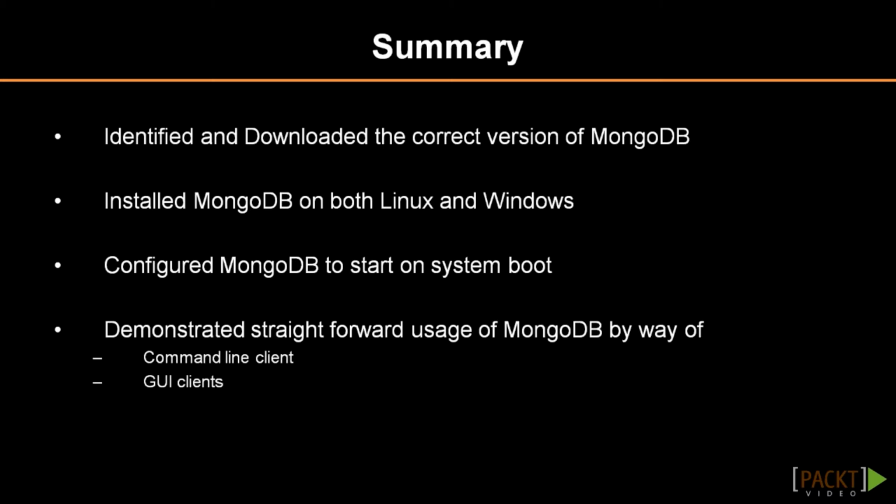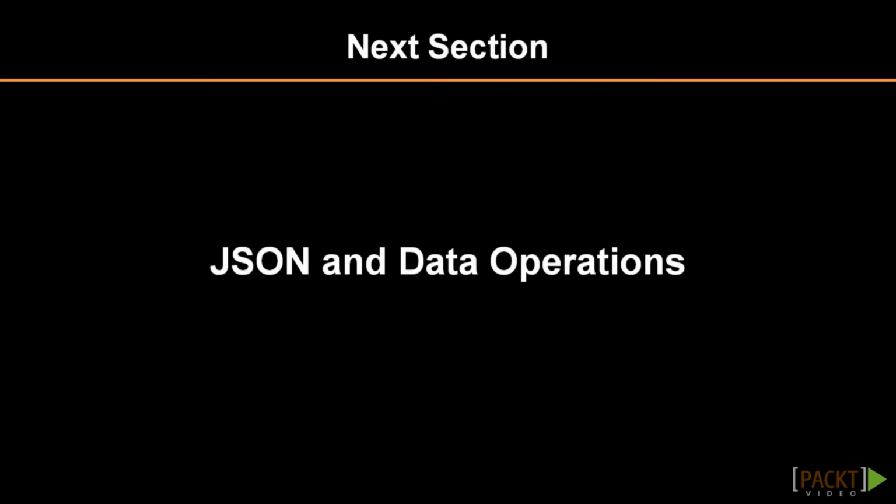In this section, we successfully identified and downloaded the appropriate version of MongoDB for our desired system. We did this on both Windows and Linux. We then configured MongoDB so that it would start automatically on system boot. Finally, we demonstrated how to interface with MongoDB in a few different ways, including the command line client and the GUI client. In the next section, we will learn more about JSON and data operations in MongoDB.